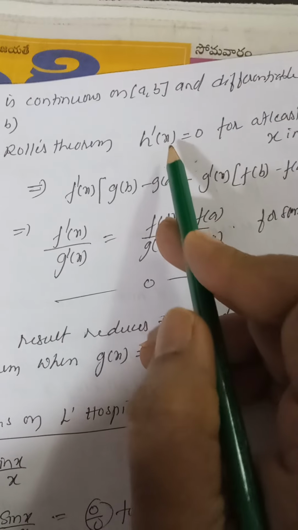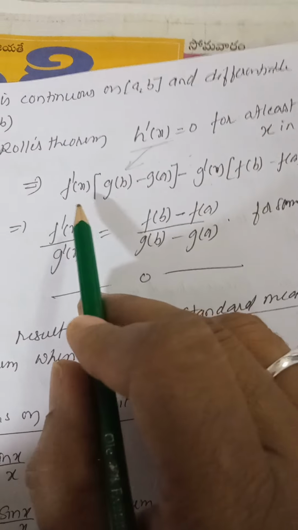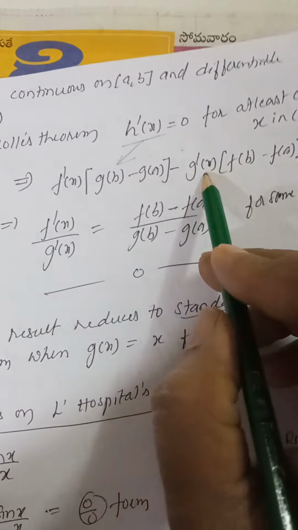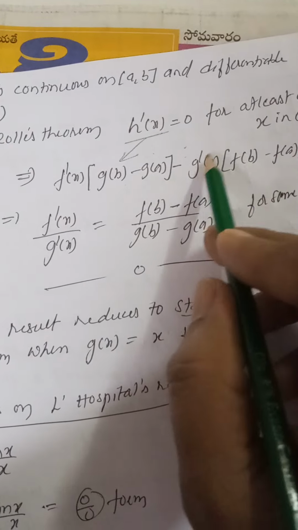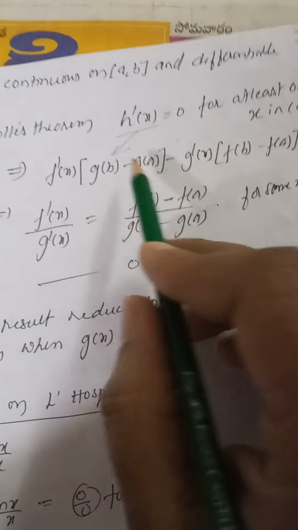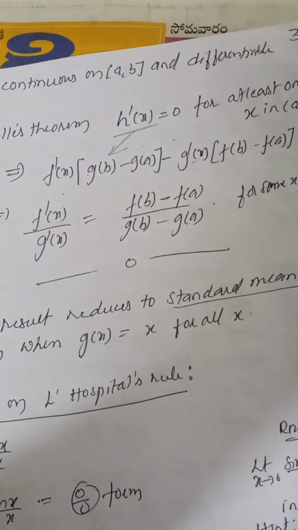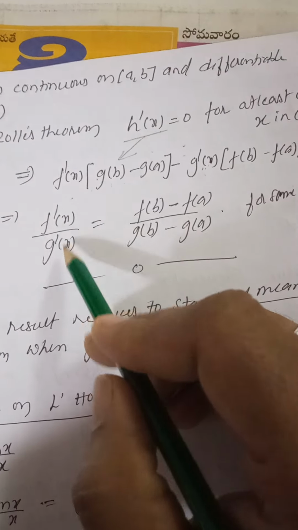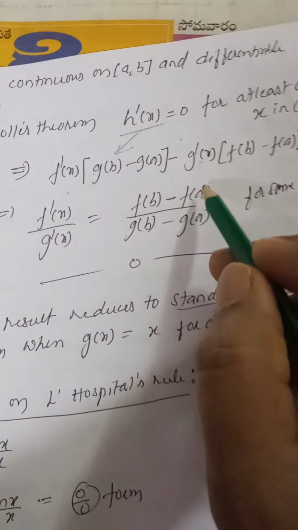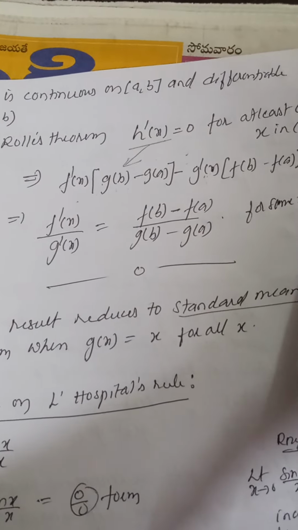h dash of x is equal to 0, by Rolle's theorem. What is h dash of x? h dash of x is this one, using the definition. f dash of x into its coefficient, minus g dash of x into its coefficient, is equal to 0. Therefore, if you transpose this to the right hand side, you will get g dash of x into f of b minus f of a, and then g dash of x transposes to the left hand side, and this coefficient goes to the denominator on the right hand side. f dash of x by g dash of x is equal to f of b minus f of a by g of b minus g of a, for some x belonging to the open interval (a, b).